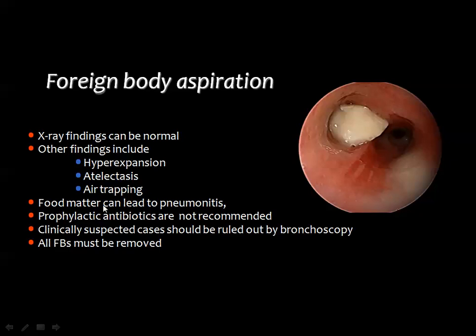Food matter can lead to inflammation and pneumonitis, and the literature does not recommend prophylactic antibiotics for those who have inhaled foreign bodies. And whenever it is clinically suspected, the foreign body should be removed by the rigid bronchoscope.